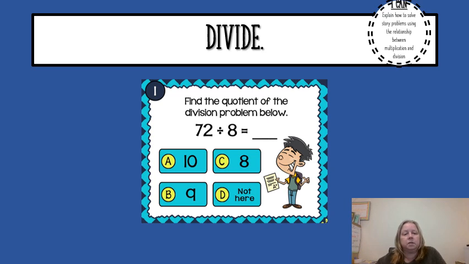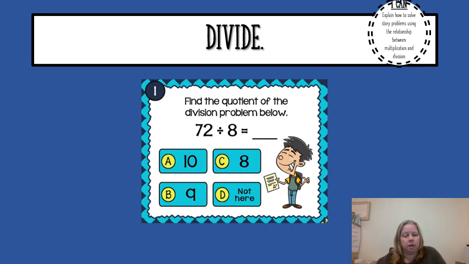Okay, so he says find the quotient. I know that the quotient is my answer to a division problem. Find the quotient to the division problem below. 72 divided by 8 is equal to. Okay, I don't really have a fact family here. What are some of my strategies? I could build an array.